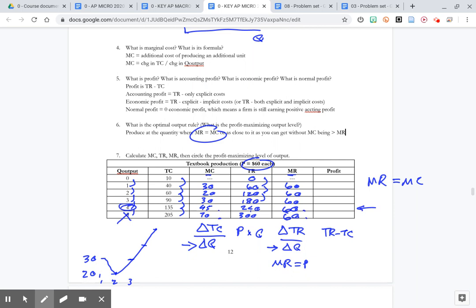Let's see if I was totally wrong in my math again. The first one, total revenue was 0, total cost was 10, so it's a loss of 10. The next one, 60 minus 40 is 20, and then 120 minus 60 is 60. 180 minus 90 is 90. 240 minus 135 is 105. And then 300 minus 205 is 95. So it does indeed prove true that we should produce 4 units.